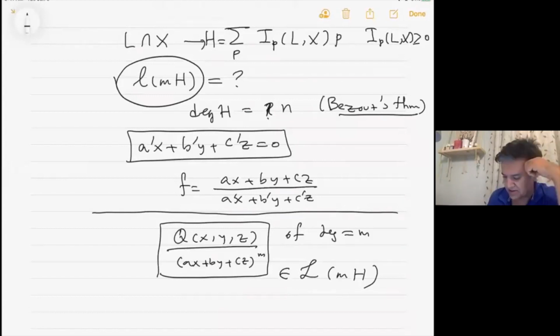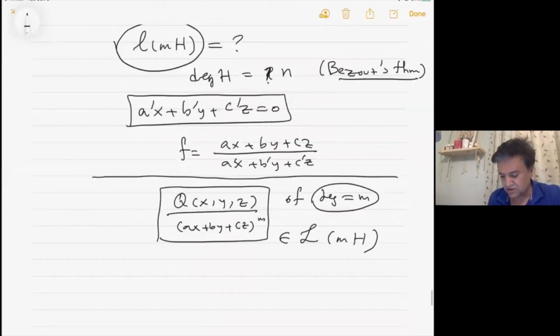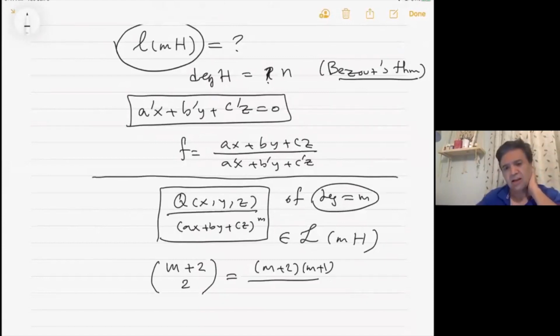So the answer is simple. All you need to do is to find the dimension of the space of homogeneous polynomials in 3 variables of degree m. And this is (m+2 choose 2), which is (m+2)(m+1)/2. But this is not completely correct because some of these functions will be equal.